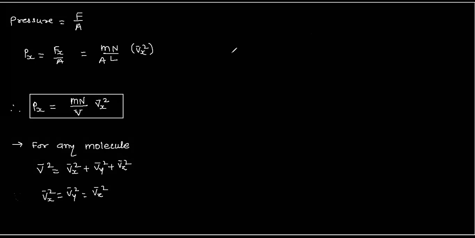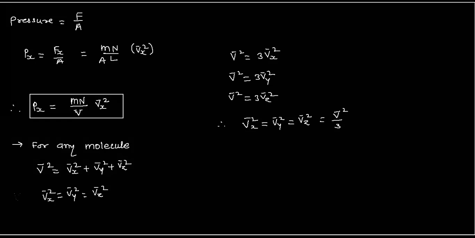If they are equal, then V bar square is equal to 3 Vx bar square, and similarly 3 Vy bar square, or even 3 Vz bar square. Therefore, can I write Vx bar square is equal to Vy bar square is equal to Vz bar square is equal to V bar square divided by 3. Yes, can you see?